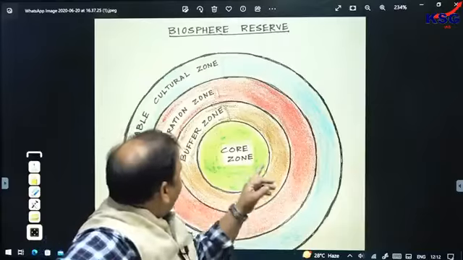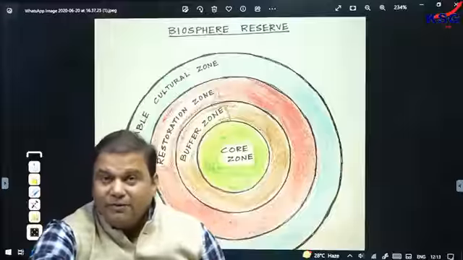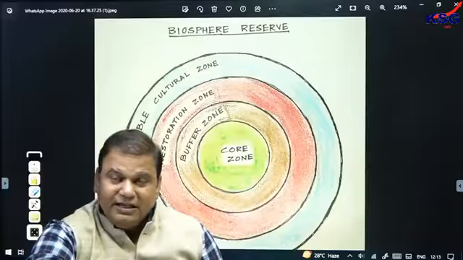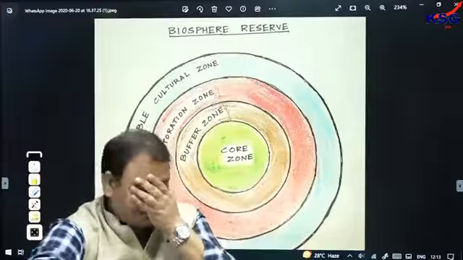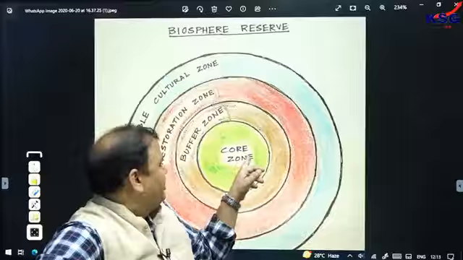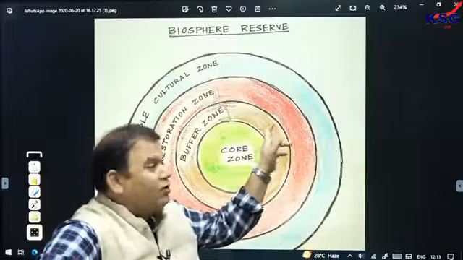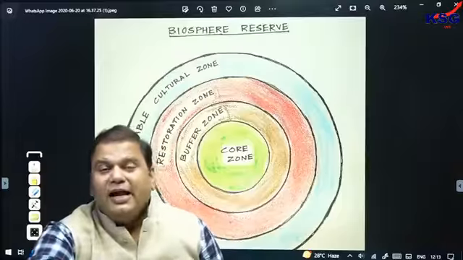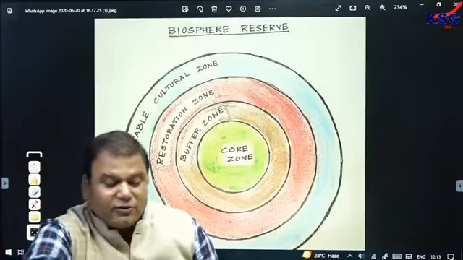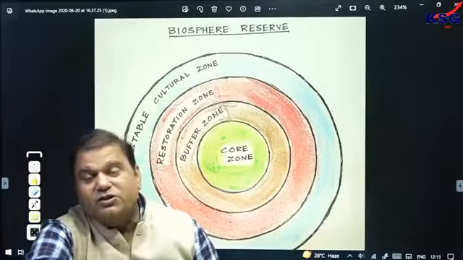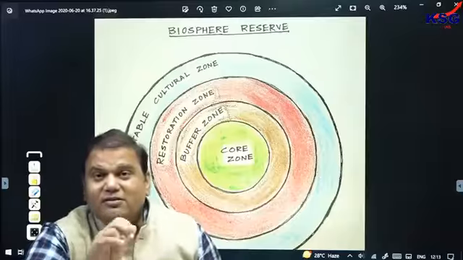Clear? When we talk about buffer zone, in this area, we said human intervention minimally would be allowed in core areas. Here we say human intervention on a low scale would be allowed in buffer zone. And human intervention on a low scale includes what? It includes fishing, it includes timber collection, it includes grazing, it includes hunting.